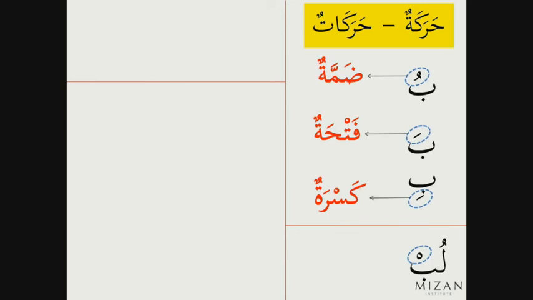Kasra. It's called a kasra. So instead of saying there's an "i" on the ba, we'll say there's a kasra. Let's say those three terms together. Dhamma, fatha, kasra. Again. Dhamma, fatha, kasra.